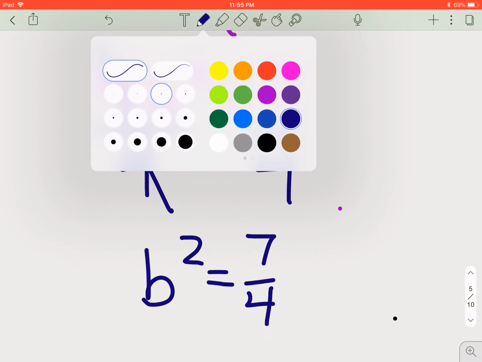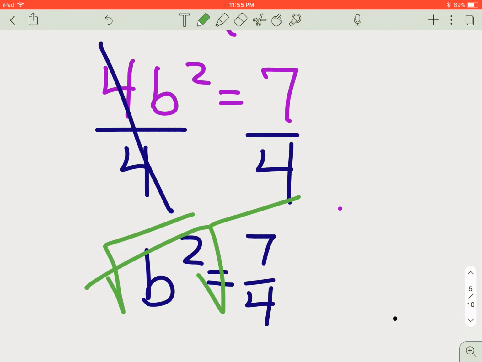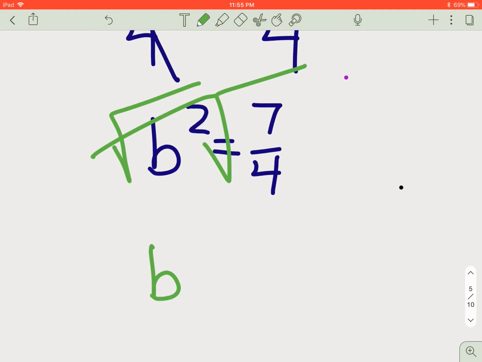In order to get that b by itself, I have to get rid of the exponent of 2. I do that by taking the square root of both sides. And I'm left with b equals plus or minus 1.32.